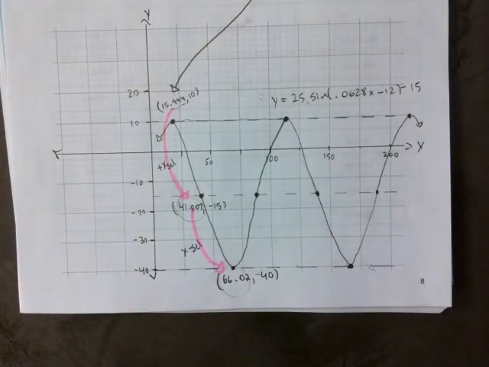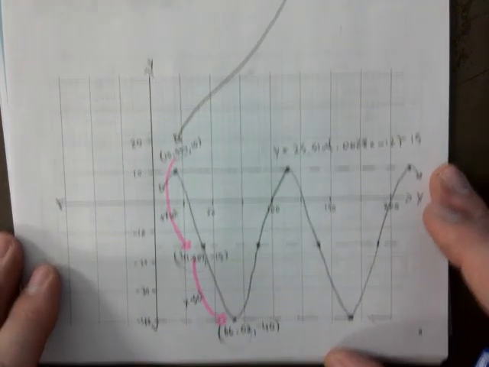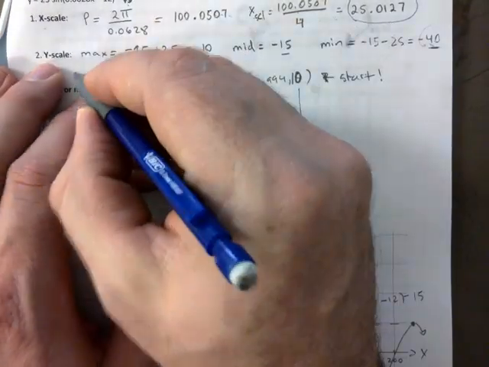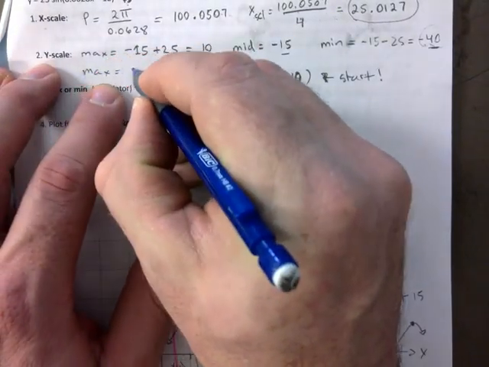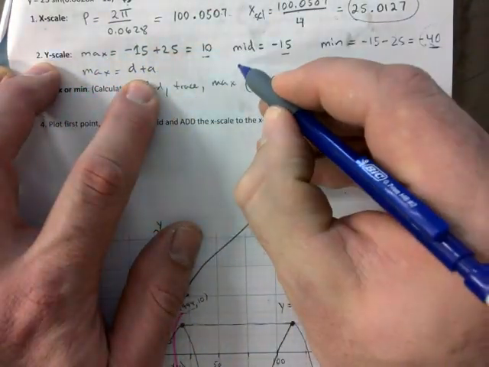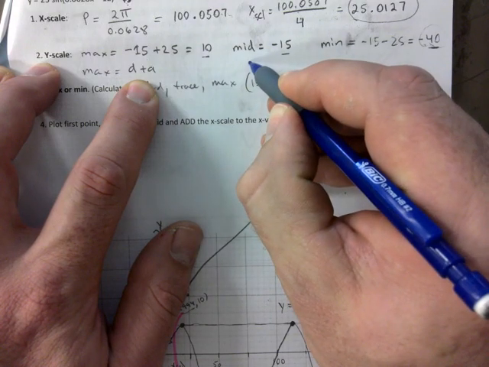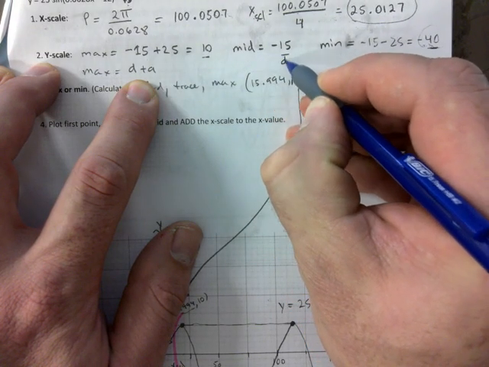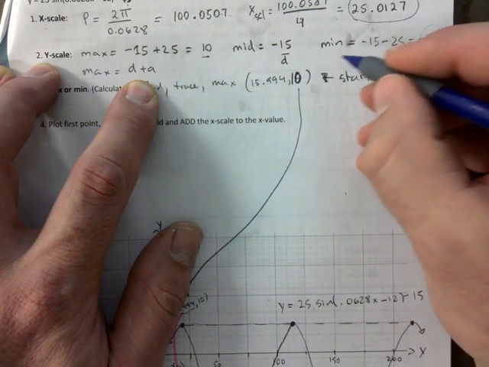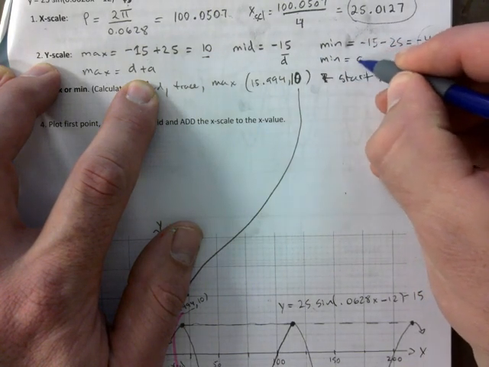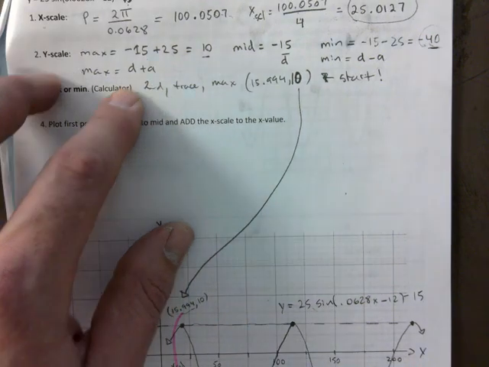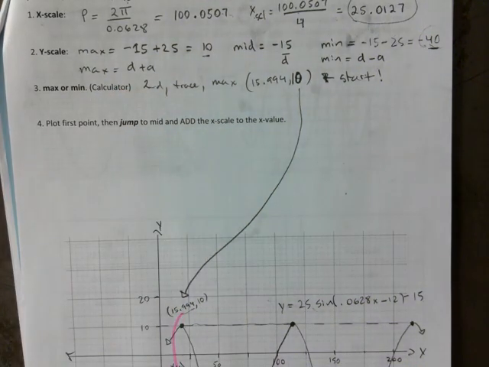So is this a little bit of a scratcher? Yes, it is a little bit. Yeah. From the equation. So that's a good question. So I'm going to write that down. To get the max, I went d plus a. To get the mid, right? That's just the d value, right? D value from the equation. And to get the min, I went d minus a. That's how I did that.